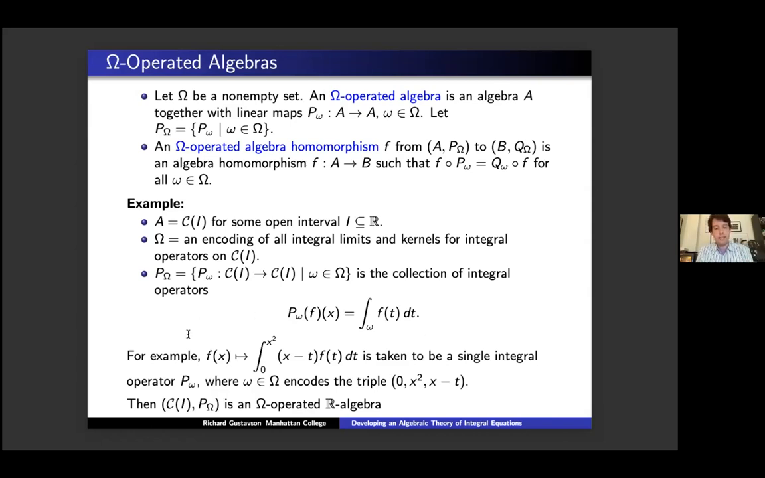Just to give you an example here, let's say we had the operator sending f to the integral from 0 to x squared of (x minus t) times f of t dt. Well, we think of that as the omega integral, where omega is encoding the two limits of integration, 0 and x squared, and the kernel x minus t. So for each kernel and each pair of limits, we get a new operator. That's what we want to be thinking of going forward.